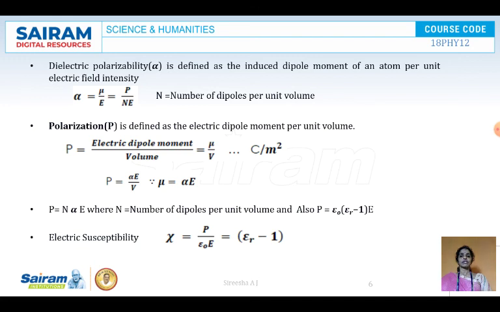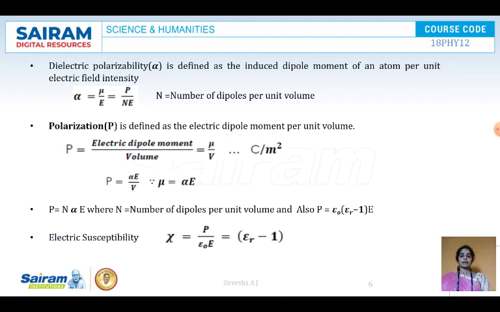From the above equation, we can say that P is equal to N alpha E, where N is the number of dipoles per unit volume, and also P is equal to epsilon naught into epsilon r minus 1 into E. This is the expression which I have given you in the first slide. As I told you, we can see it in the subsequent slide. Now we can see the derivation. You can see in the above equation alpha is equal to P by NE. Rearranging the terms, P is equal to N alpha E.